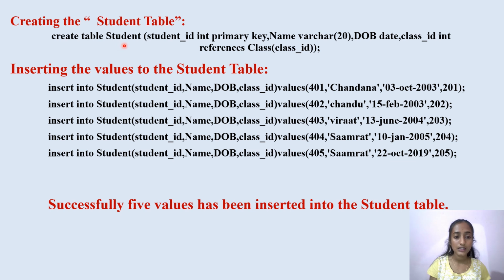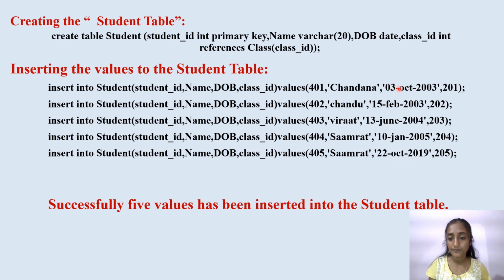And creating a table: student ID as primary key, name varchar 20, date of birth as date, class ID as int references class ID, where I have inserted five values. Insert into student (student ID, name, DOB, class ID) values 401, Chandana, 3 October 2003, 201. Here the date should be enclosed within single quotes.